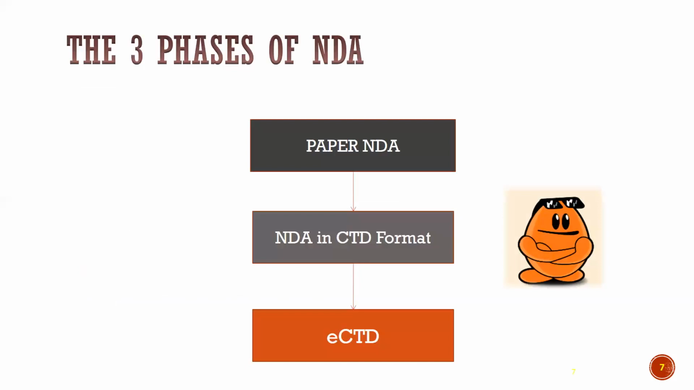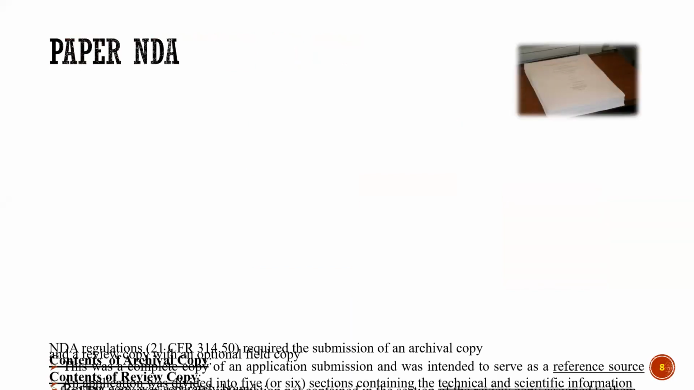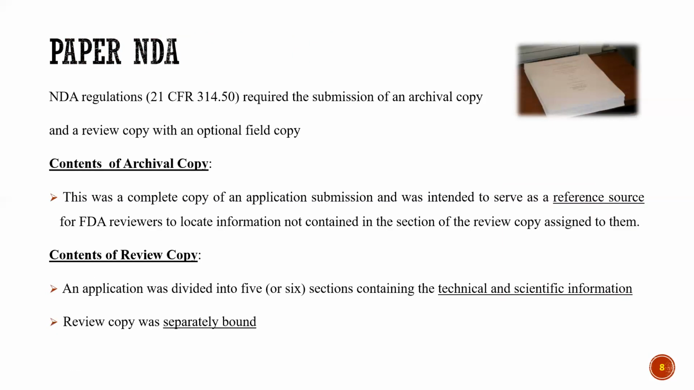There are 3 phases of NDA: the paper NDA, the NDA in CTD format, and the eCTD format. In olden days, before the eCTD, they were following the paper NDA and the NDA in CTD format. For the paper NDA, the applicant has to go and submit to the particular health authority, which is the FDA, in person. It will not go through any electronic method. So in detail, we'll be discussing in these slides what the paper NDA is.